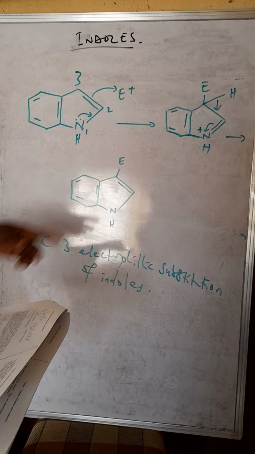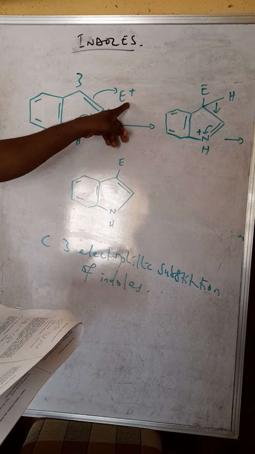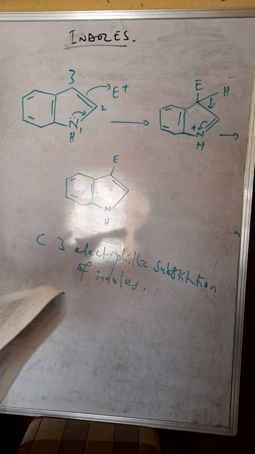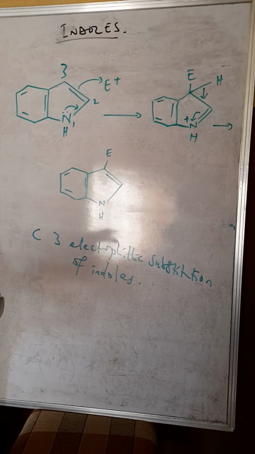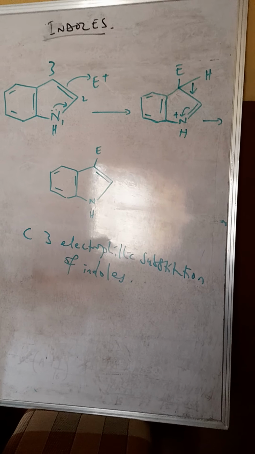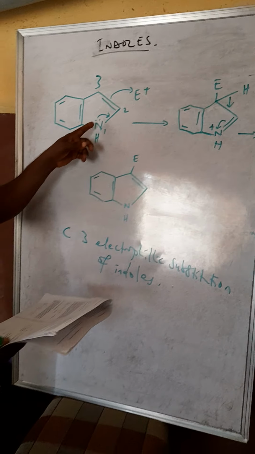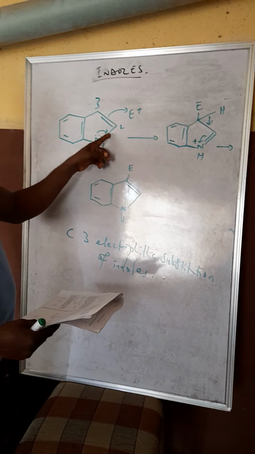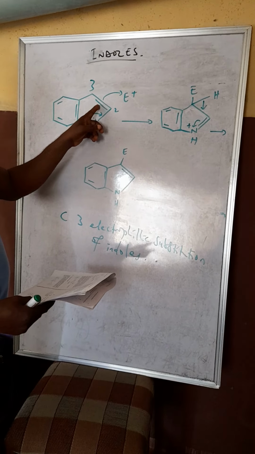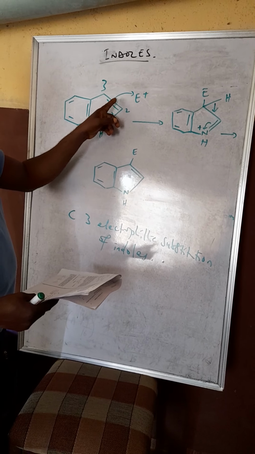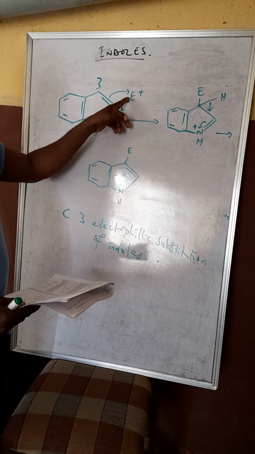So whenever indole comes across an electrophile, remember an electrophile is an electron-deficient species looking for an electron-rich center to attack. Because of the delocalization, this lone pair of electrons is delocalized here, and that makes this region very electron rich, and that can readily be prone to reaction by an electrophile.